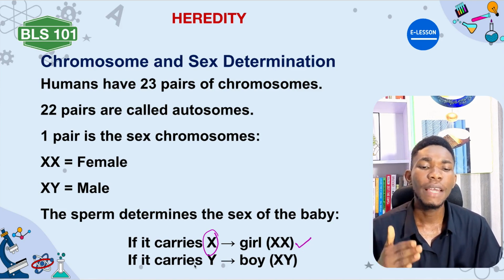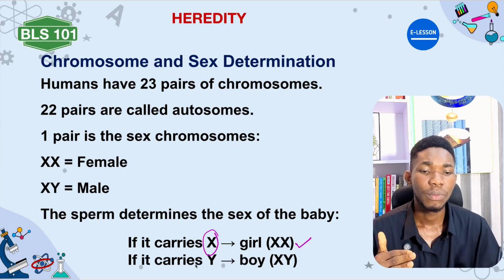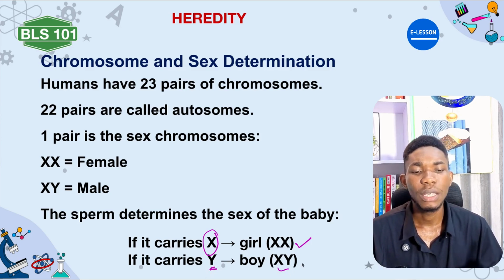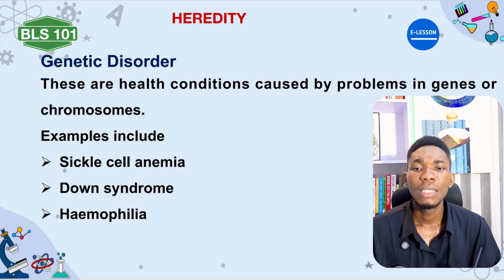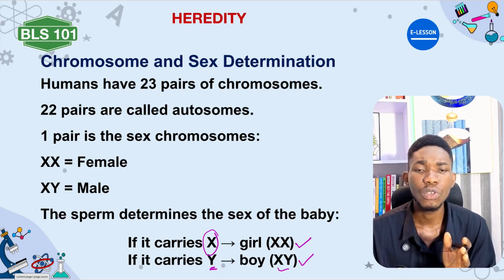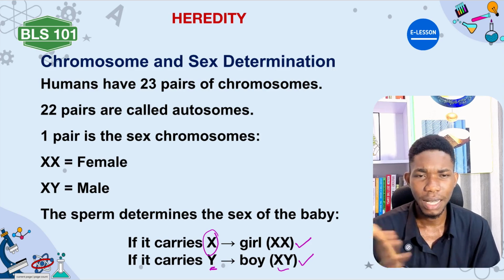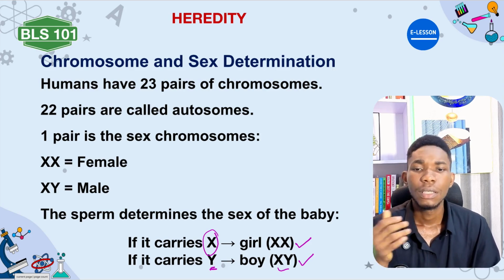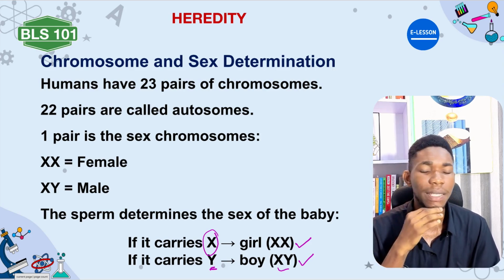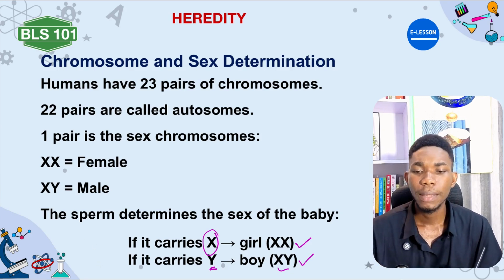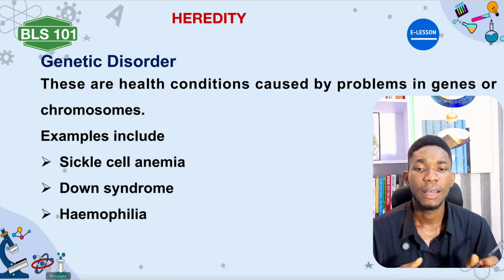However, if it carries a Y chromosome, the X from the female will combine with the Y from the man to form what? XY, which will give a male, a boy. Is that okay? So that is that for the chromosome and sex determination. I have actually explained this before. Why did I have to bring it back? But then we just revised it now. Is that okay? Now let us look at some genetic disorders.